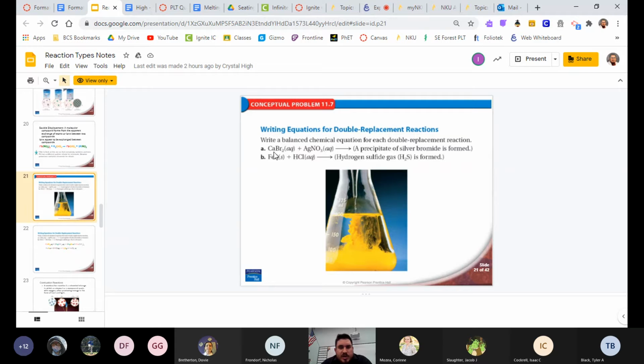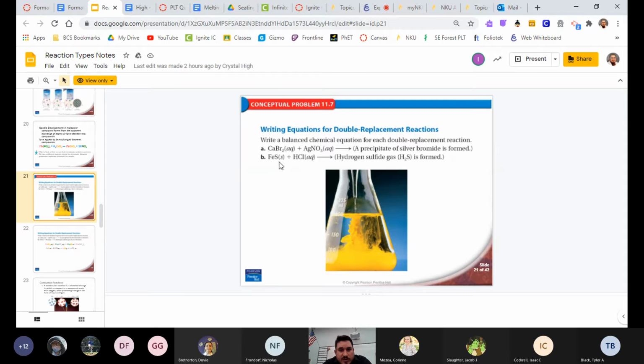If you look at this one here, you got calcium bromide, you have silver nitrate. So calcium is a metal, silver is a metal. They're simply going to switch places. So silver is going to come over here and bond up with the Br, bromine. The calcium is going to come over here and bond up with the nitrate. Okay, so they just simply switch places.